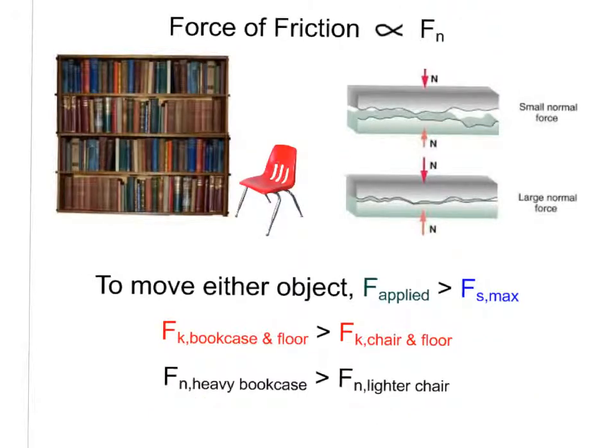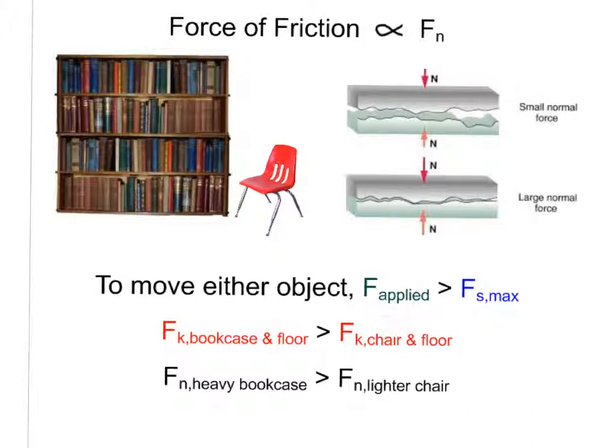So also, the force of friction is very much proportional to the normal force. Here, on a microscopic level, we're looking at a small normal force and a large normal force, and you can see what happens to the surfaces of each of these. When you have a larger normal force, those surfaces are pushed closer together, and the force of friction is going to be greater. And you know that if you're going to try and move this heavy object and this lighter object, the applied force in either case is going to be greater than to move them.